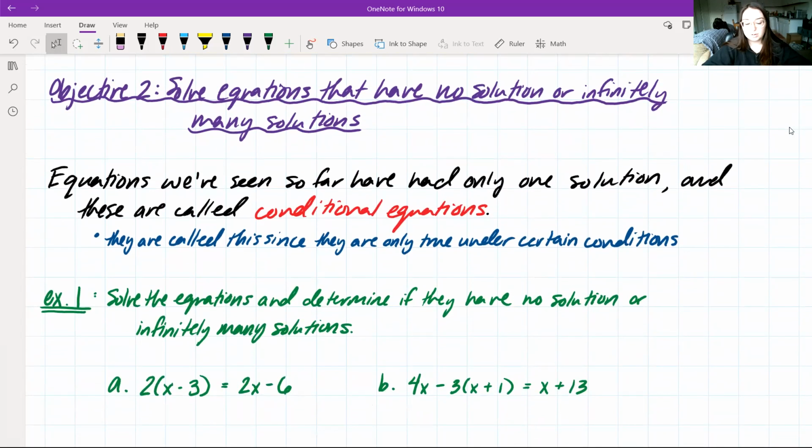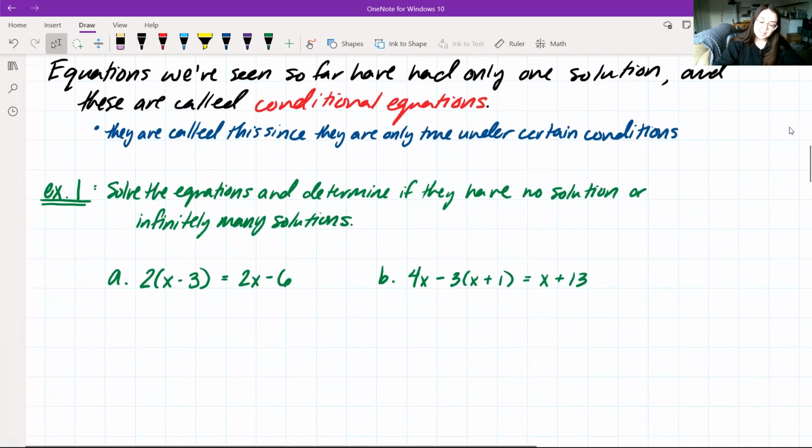Objective 2, we want to solve equations that have no solution or infinitely many solutions. So equations that we've seen so far have only had one solution, and they're called conditional equations. And they're called this since they're only true under certain conditions. So every time we have solved a problem in the past, we always get something like x equals 3, x equals -5, something like that. We haven't dealt with a problem yet that had many solutions or no solution. But let's go ahead and try some out. So we want to solve the equations and determine if they have no solution or if they have infinitely many solutions.